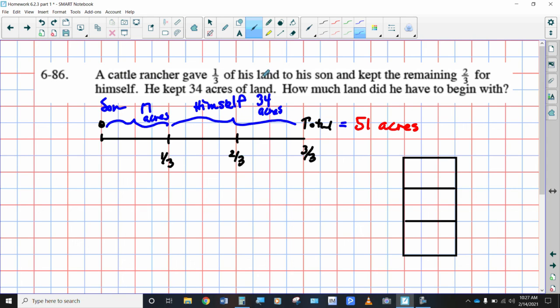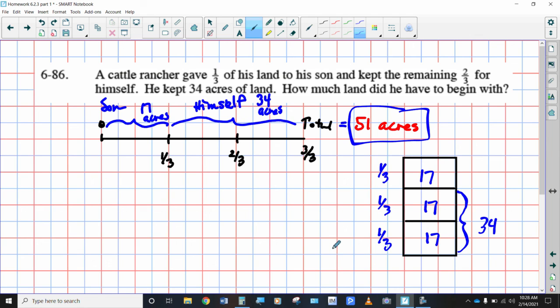A cattle rancher gave 1/3 of his land to his son and kept the remaining 2/3. He kept 34 acres of the land to himself. So that means if you break this up into 3 equal parts, 2 of those 3 parts have a total sum of 34, right? So this is 1/3, this is 1/3, and this is 1/3, and you take this 34 and you break it in half, that means those two have to be 17. And since thirds are all equal parts, this has to be 17. So the total is 51 acres.